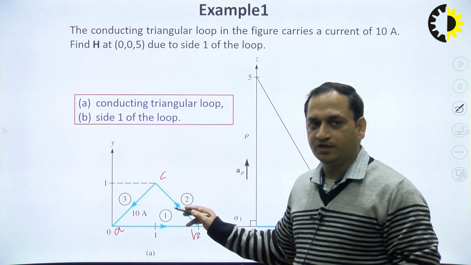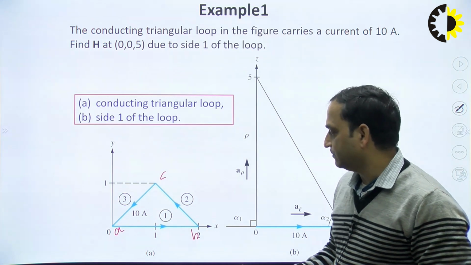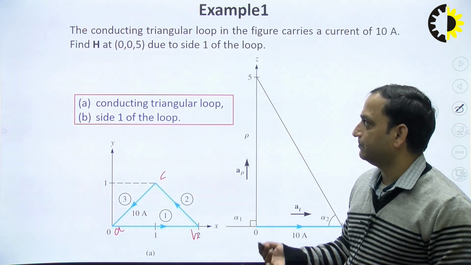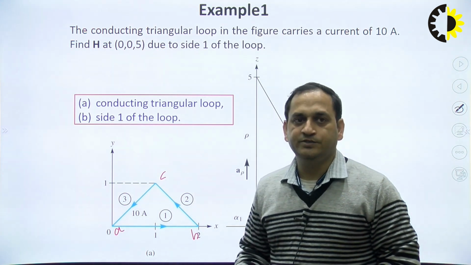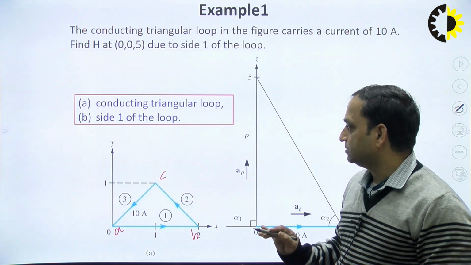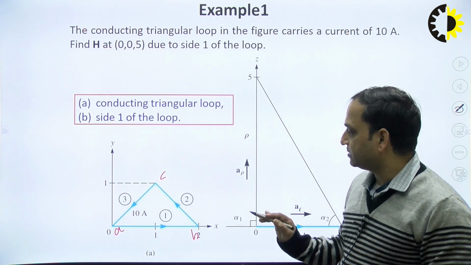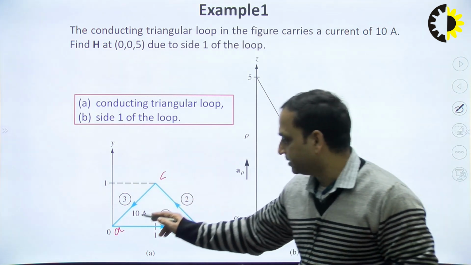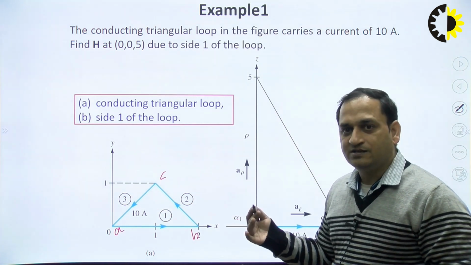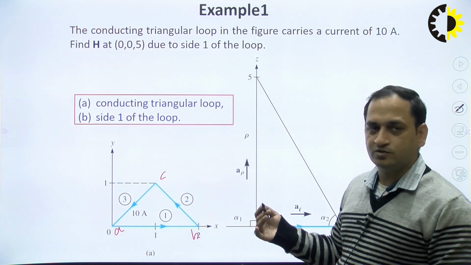So this is the loop in which the current of 10 ampere is flowing. What we want is the value of H at 0, 0, 0.05 due to side 1 of the loop. So there is a conducting triangular loop, right? And we want the magnetic field intensity at that point.